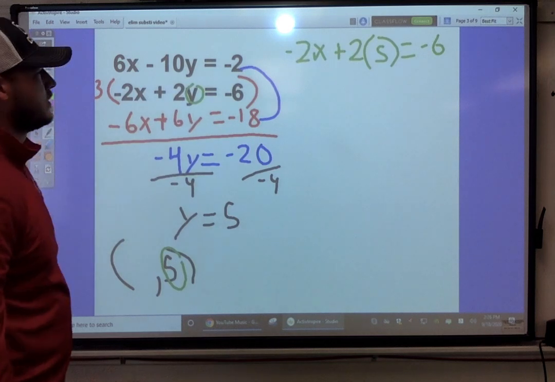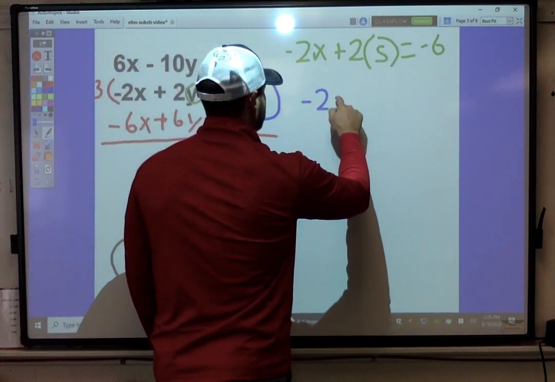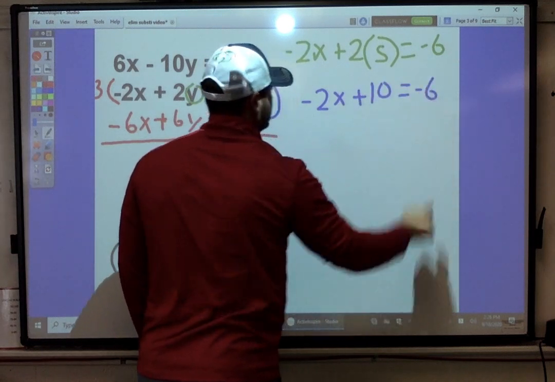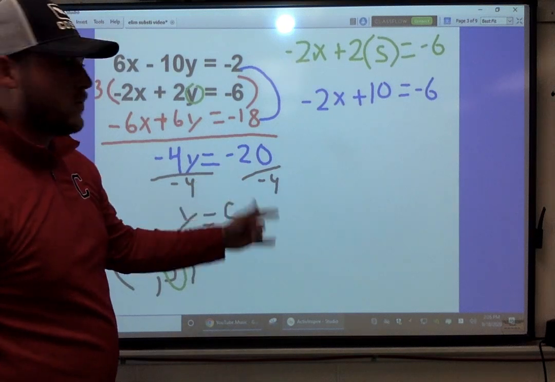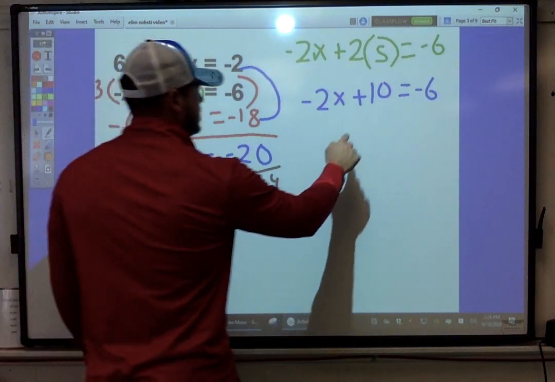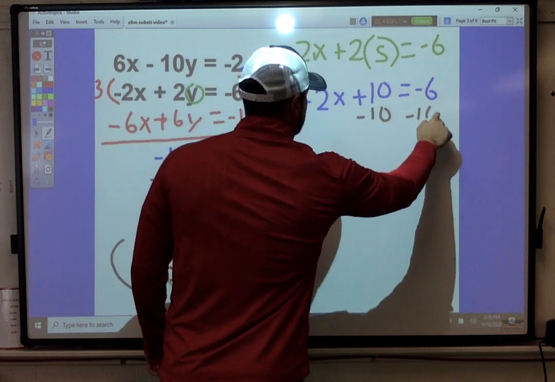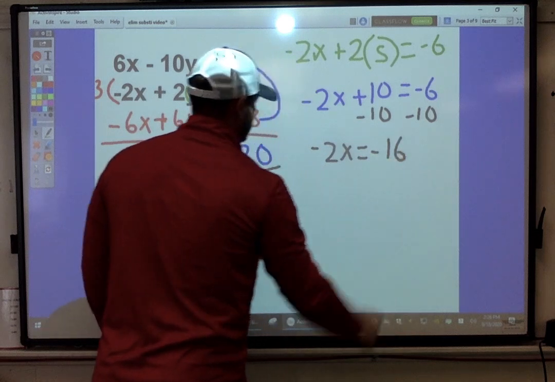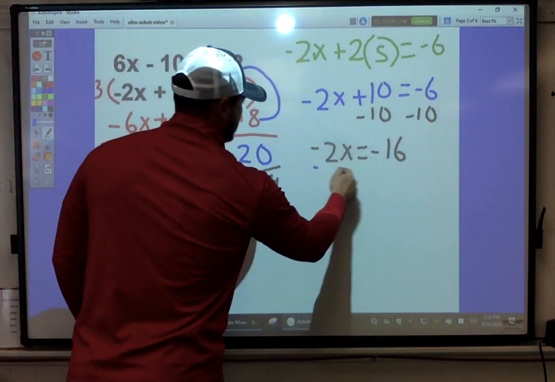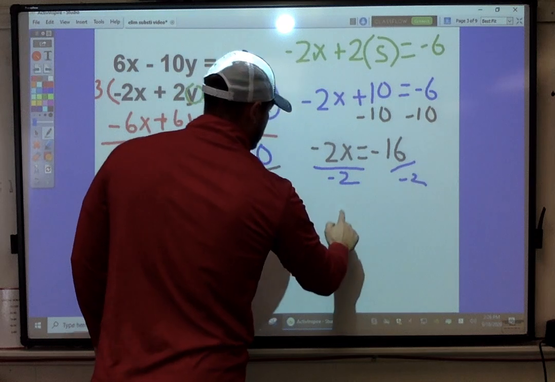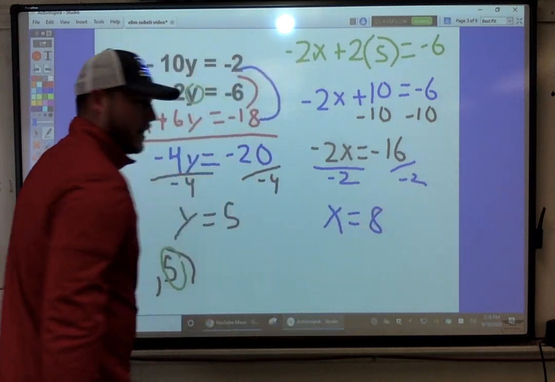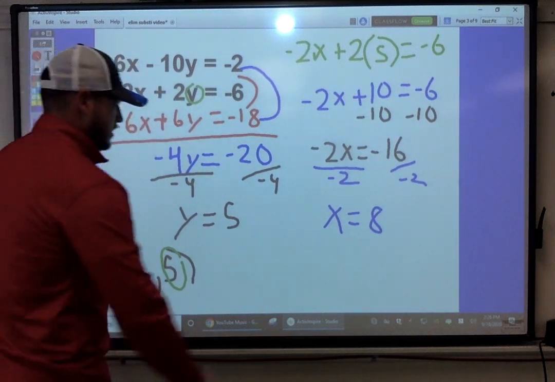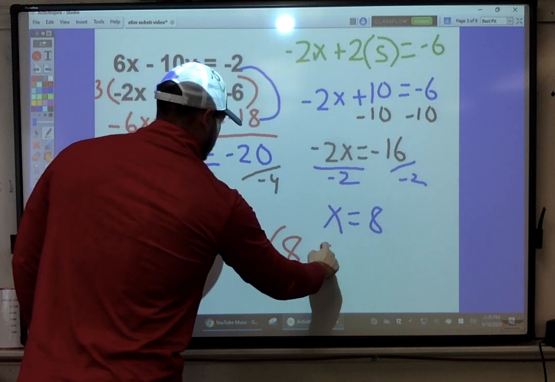So now, I'm going to bring down my negative 2x, plus 2 times 5, so plus 10, equals negative 6. We've got a two-step equation over there, so I've got to subtract 10. So negative 6 minus 10 is a negative 16. To get x by itself, I'm dividing by negative 2. So x equals a positive 8. So again, our solution, or our answer, where these two equations intersect, is at 8, 5.